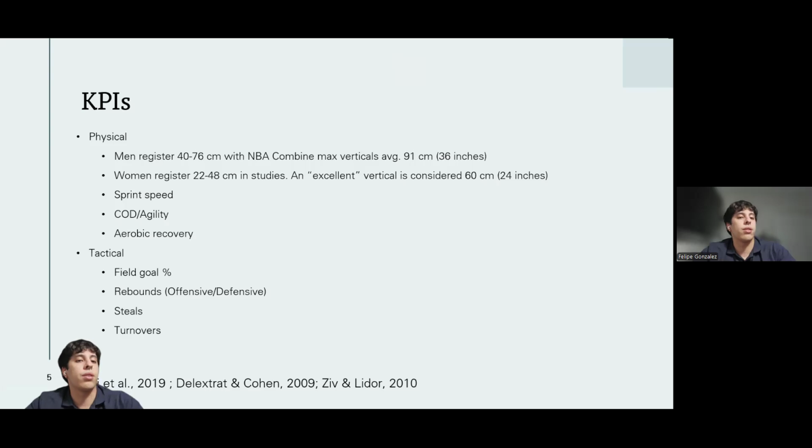As for KPIs or key performance indicators, some of the most predictive KPIs include vertical jump height, short distance sprint speed, change of direction time, repeat sprint ability, and aerobic recovery markers such as Yo-Yo IR1.